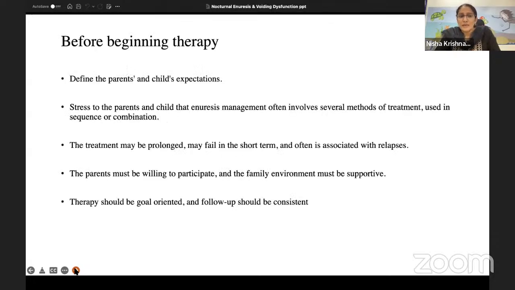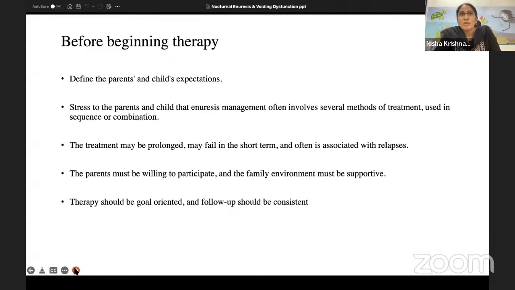So before beginning the therapy, as I just told you, we have to define what the expectation is from the child, if he or she is old enough, and of course from the parents. We must ensure that this does not add to the stress, because that is not going to help us in achieving anything. We must counsel the family that the treatment of nocturnal enuresis is not a 1 or 2 day thing. It is actually a little bit long term. And we may not even achieve the entire success with the first method. We might have to move on to the second and third options or modalities of treatment.